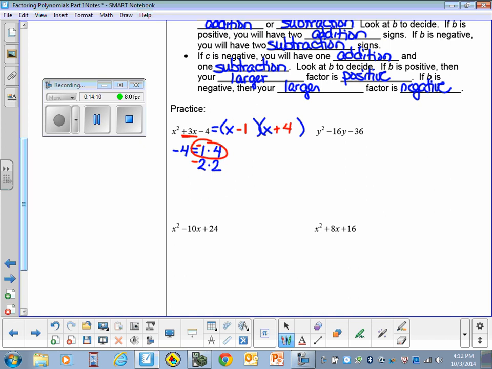Okay, I'm going to FOIL this back to check my answer. X times x is x squared. X times 4 is 4x. Negative 1 times x is negative x. Negative 1 times 4 is negative 4. So x squared plus 3x minus 4. That's what I started with. This is my answer.